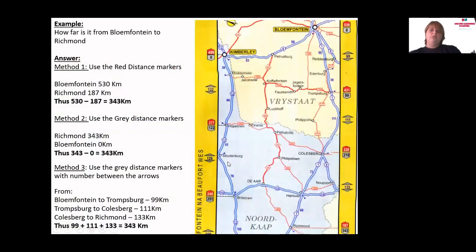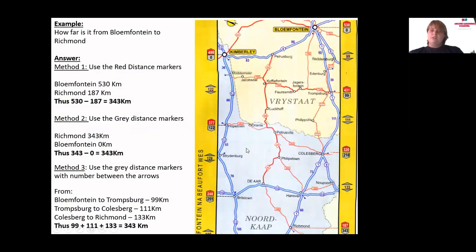So let's just quickly look at the example for a strip map. How far is it from Bloemfontein to Richmond? Let's first see where the two towns are that you're going to work with. There's Bloemfontein, and Richmond is all the way down here. There's Richmond. There are three methods that you can use. The first method is you use the red markers. So you start, Bloemfontein has 530 kilometers, and Richmond is 187 kilometers.